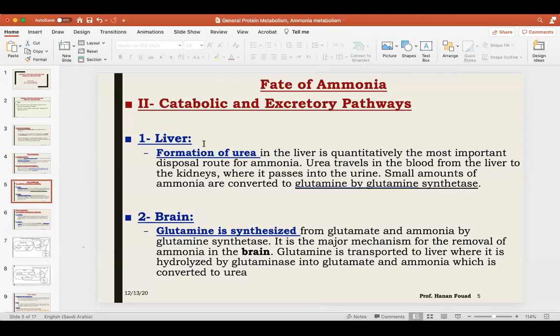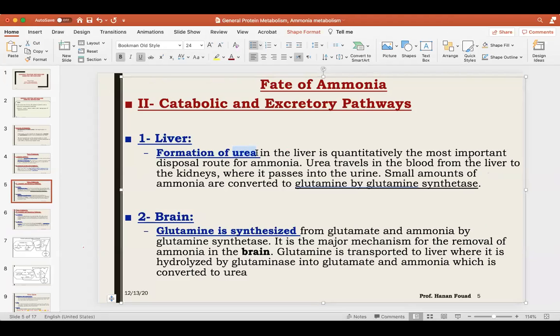Again, as I said, ammonia is toxic to the brain. It will lead to death and coma. So the liver has to remove ammonia by converting it into urea. The liver is the only organ in the body which has enzymes of urea synthesis. The liver is the only organ which is able to form urea. Okay, the brain does not have the enzymes which form urea. How can the brain get rid of ammonia?